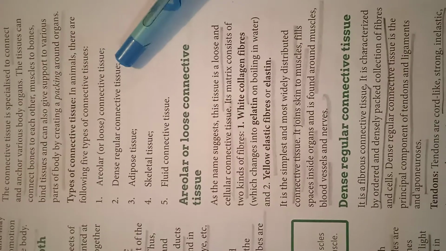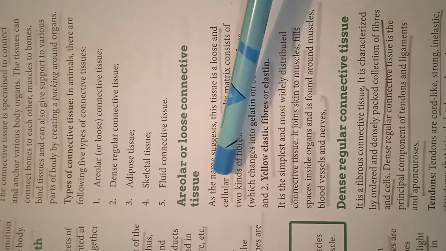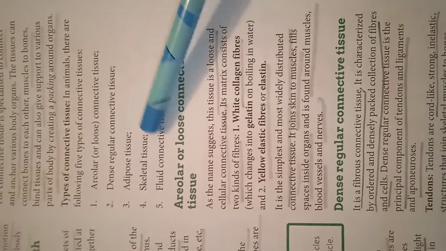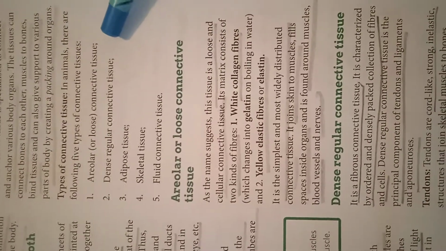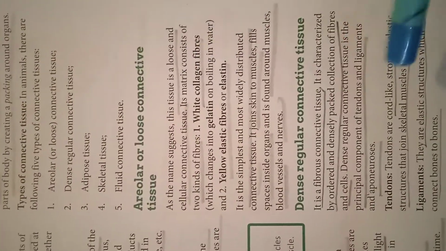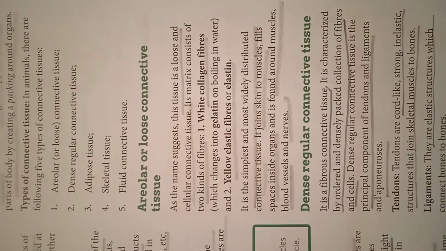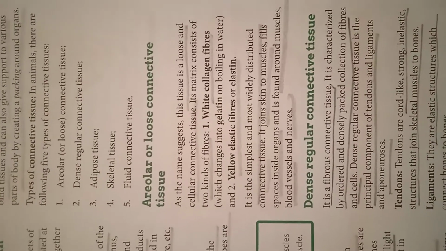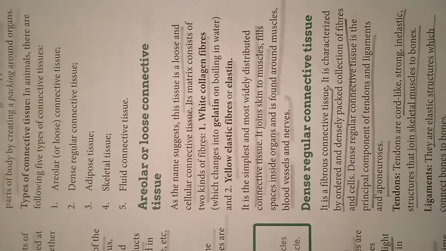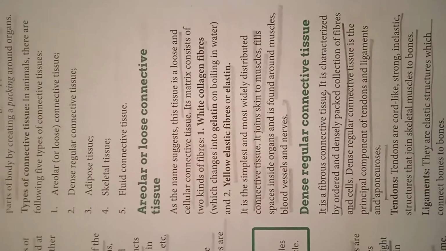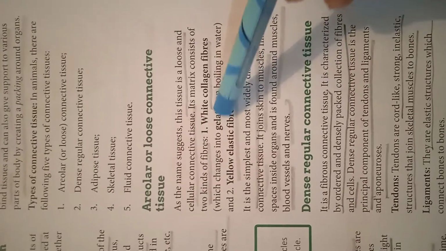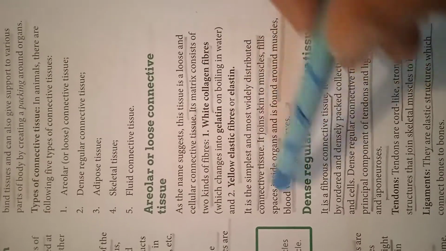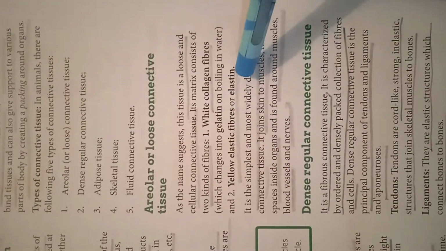There are different types of connective tissues. There are 5 types: areolar, dense regular connective tissue, adipose, skeletal, and fluid connective tissues. So areolar or loose connective tissue, this tissue is somewhat loose. It is a cellular connective tissue and somewhat looser, and it consists of two kinds of fibers, that is white collagen fibers and yellow elastic fibers or elastin.